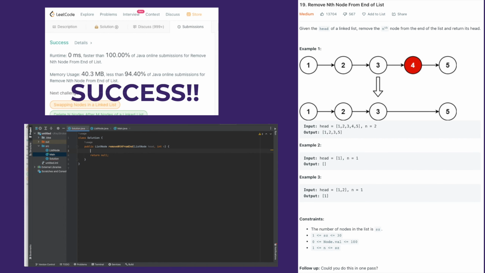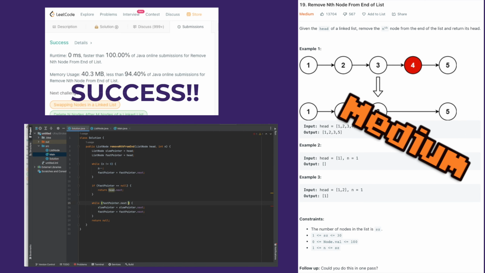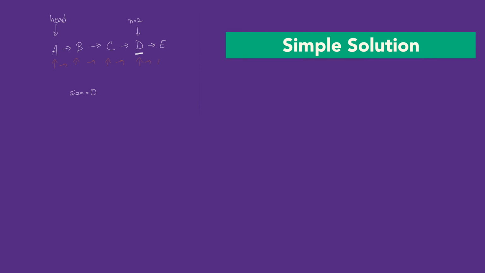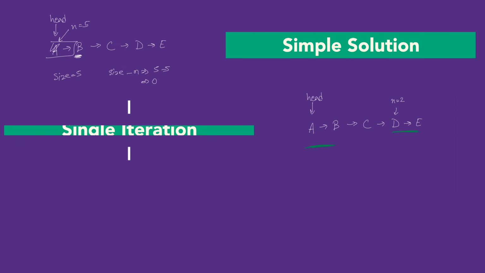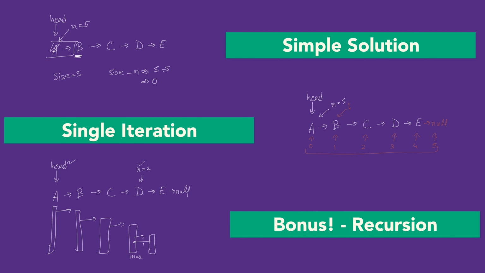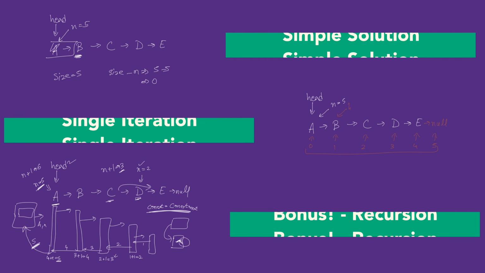Today we'll take a look at LeetCode's problem, which is about removing a node from the nth position from the end of a given linked list. This is a medium problem, and this is a very classic interview question. There are so many different ways to solve it. We'll take a look at a simple solution where we iterate the list twice. Then we'll take a look at a solution where we iterate only once. And then we'll do everyone's favorite, which is solving this through recursion.